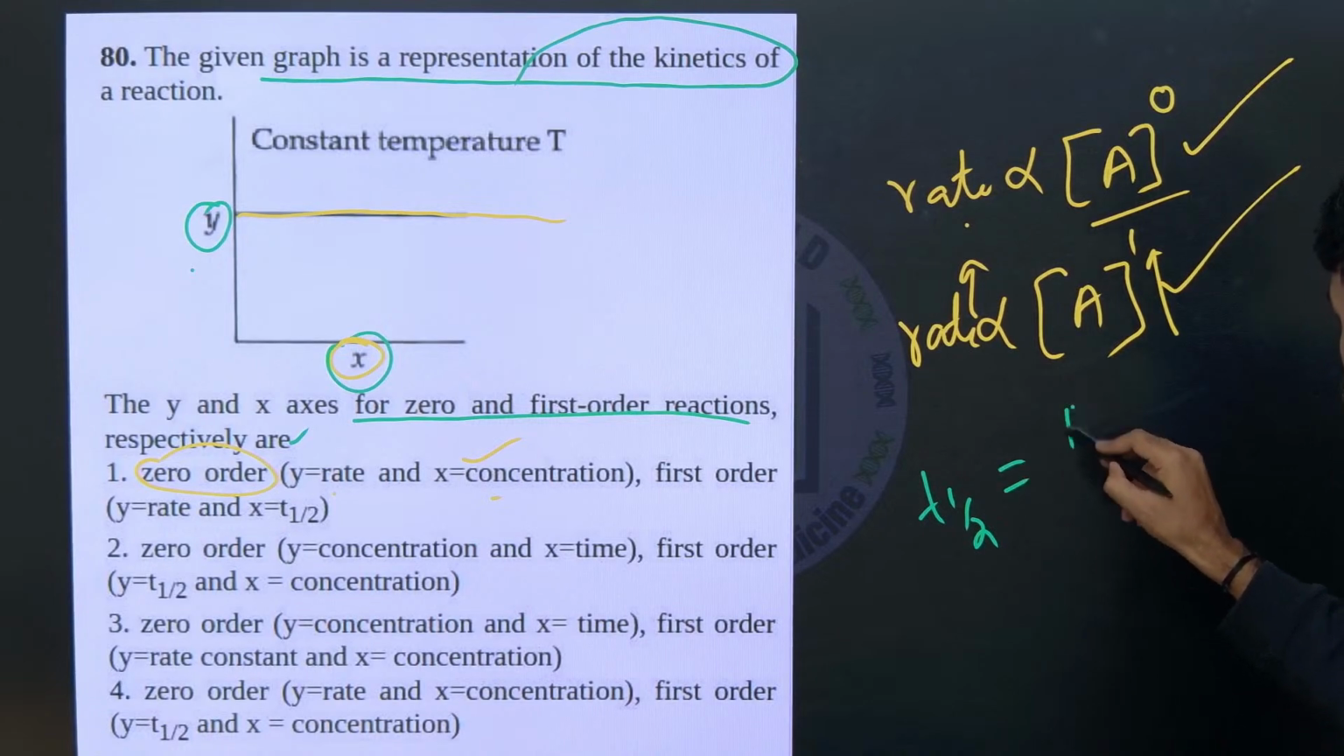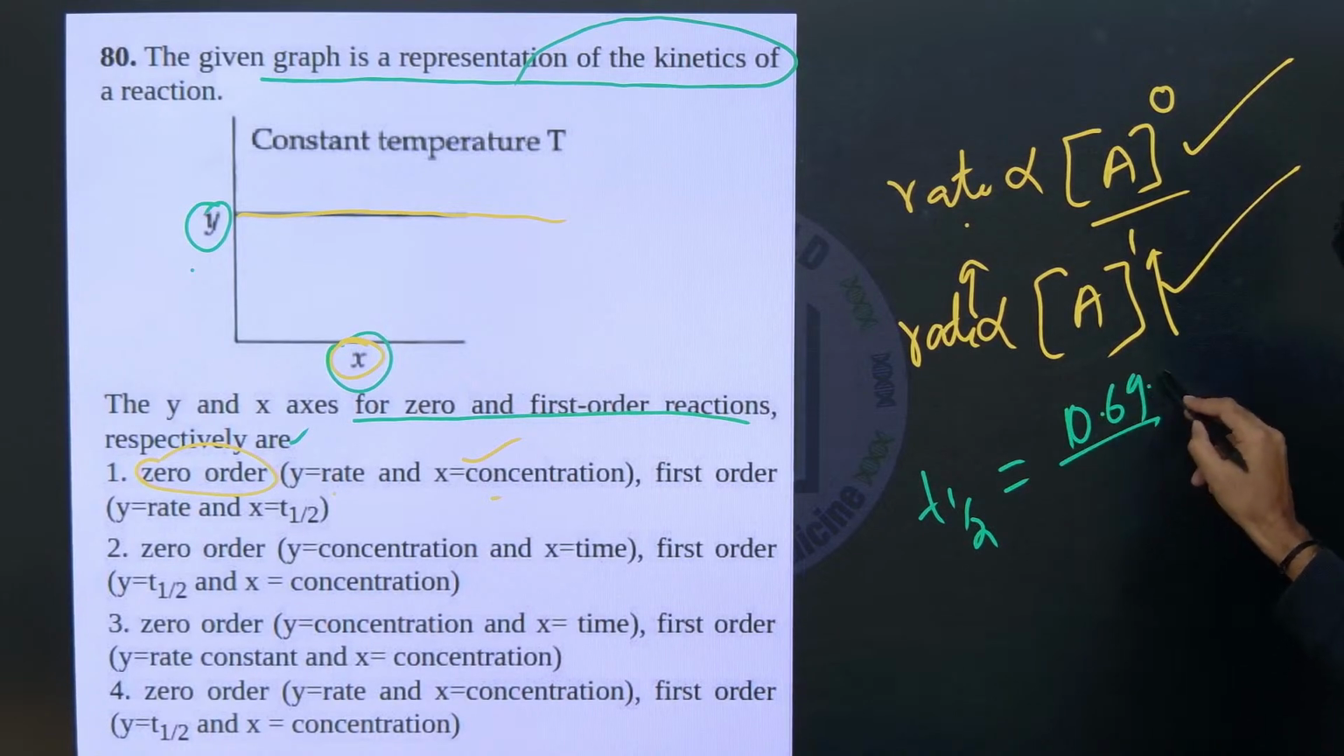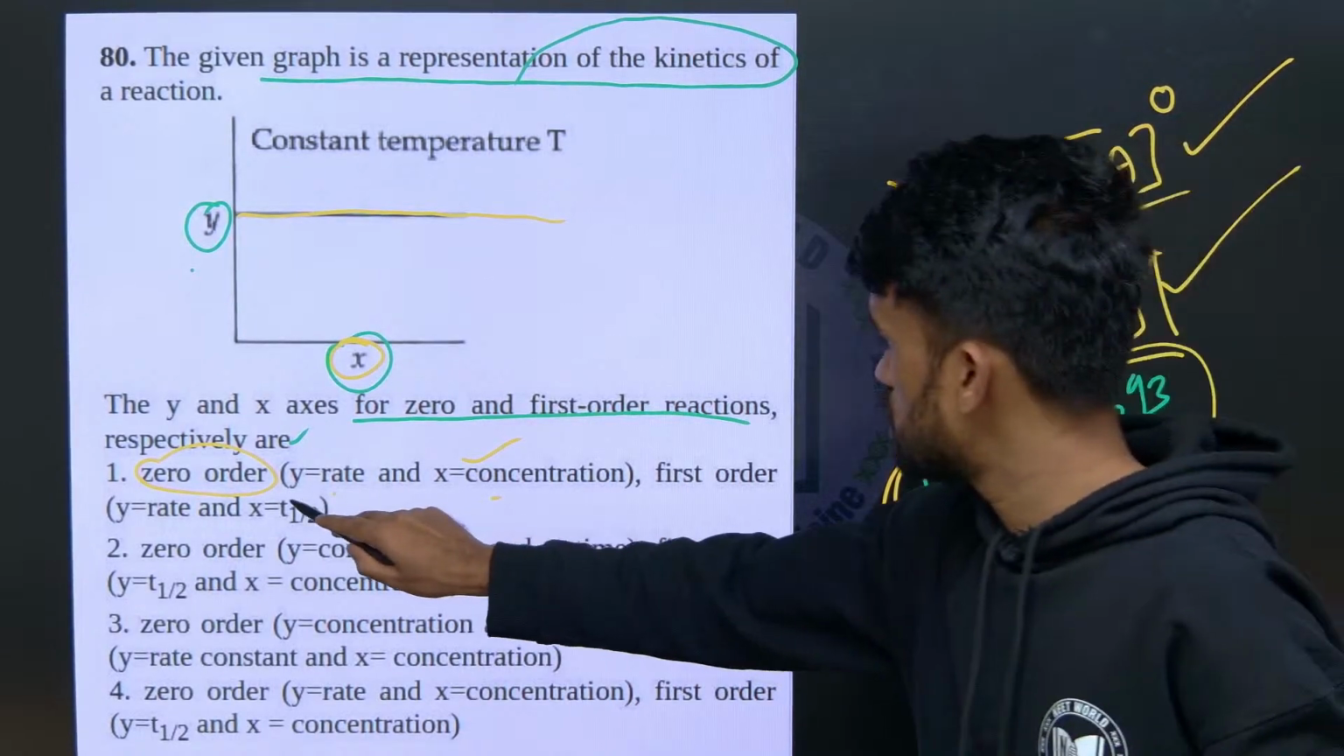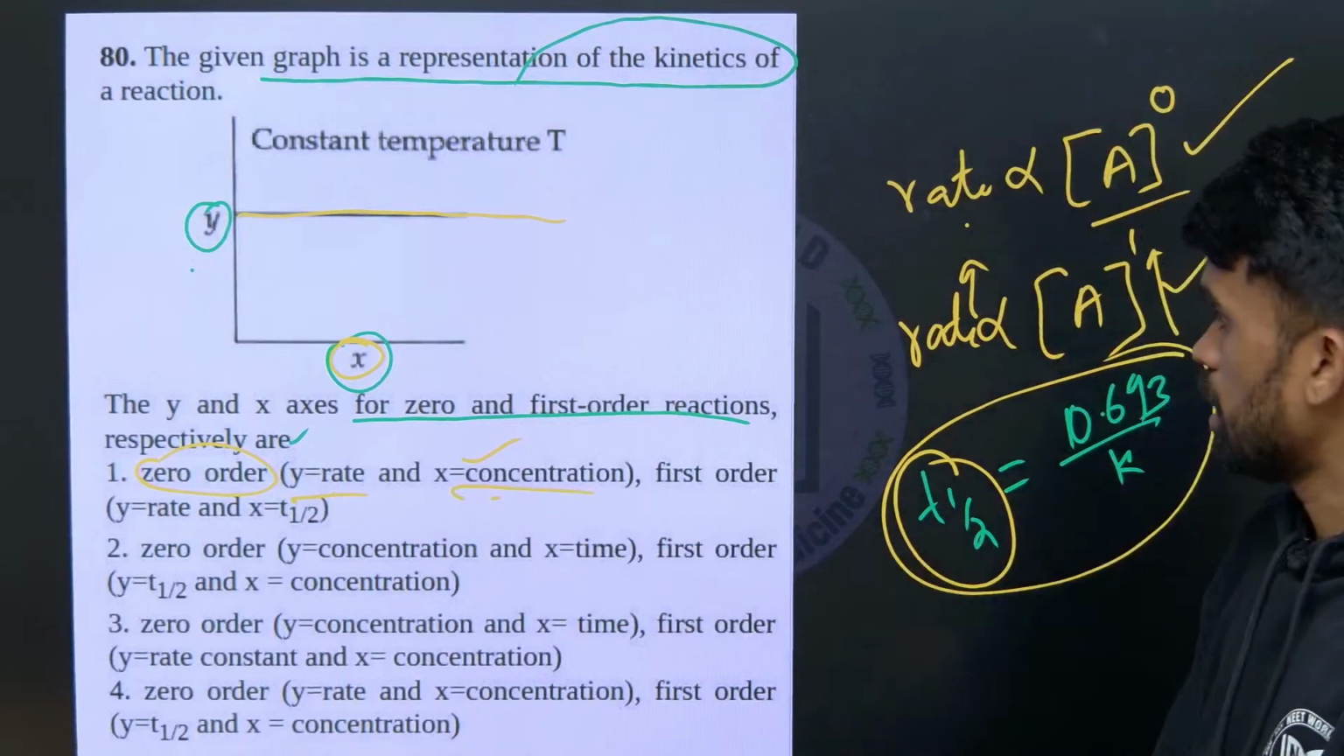This is given as 0.693 by K. This is for the first order T half. Okay, half life of a first order reaction. So here rate Y is this one, this is correct.